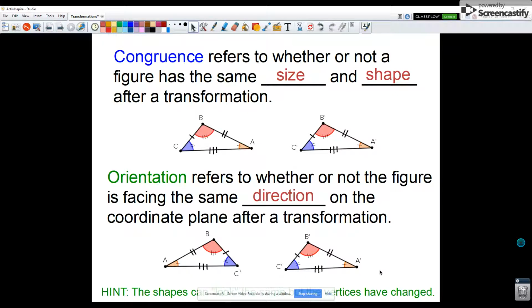However, I want you to understand that sometimes shapes can look like they are still facing in the same direction. However, the vertices have changed. A good example of this would be a rectangle.